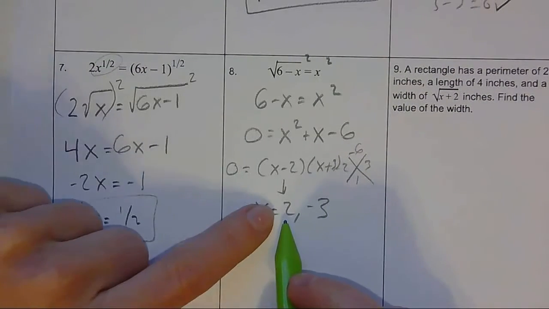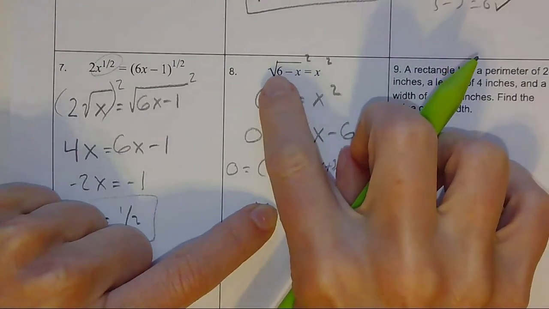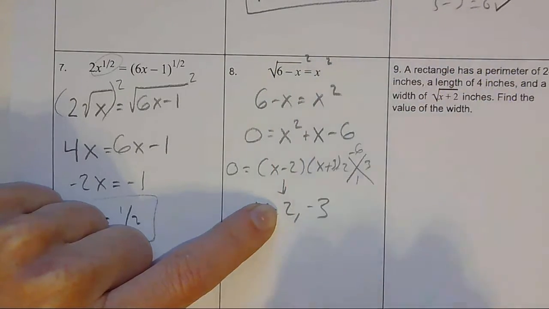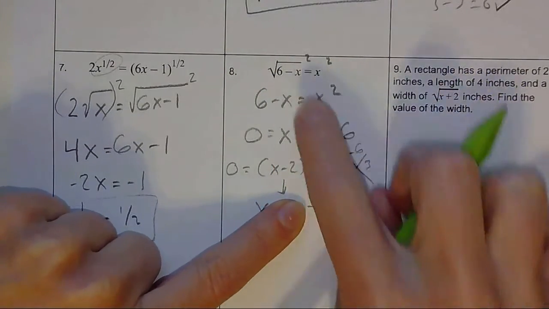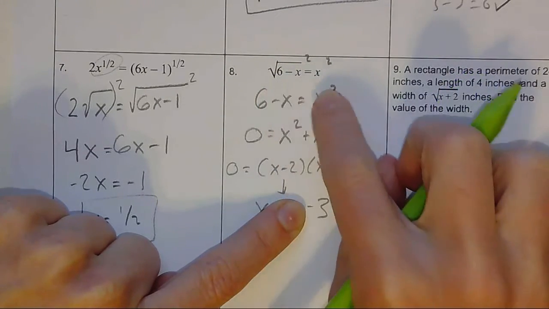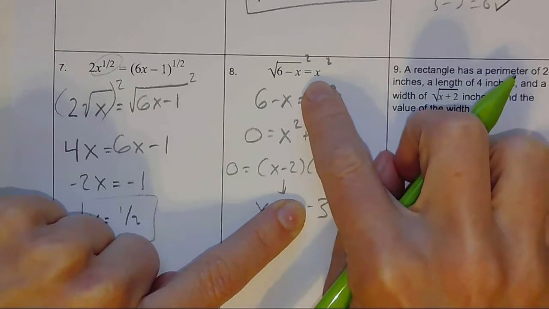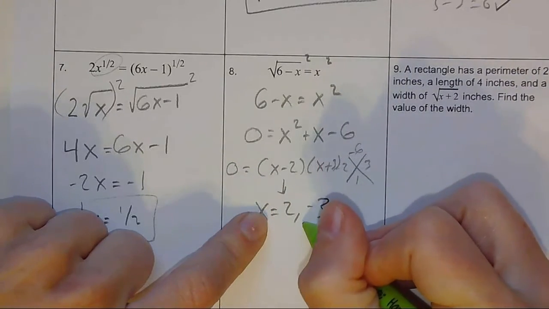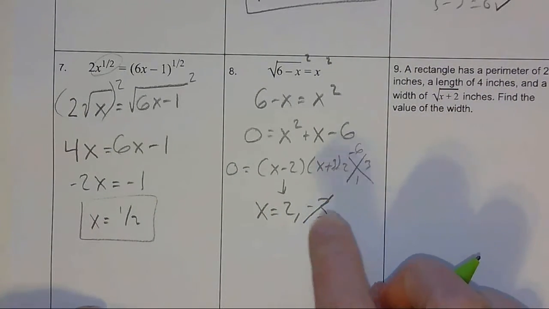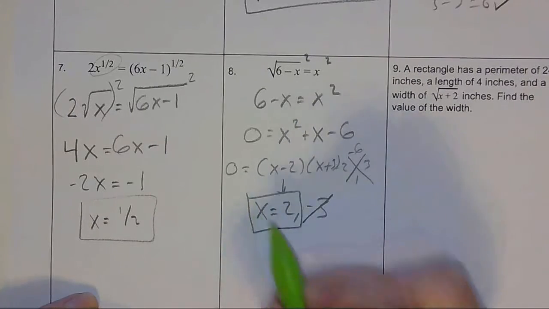So you're just going to plug in both answers. Plugging in 2. 6 minus 2 is 4. Square root of 4 is 2. 2. Cool, that one works. Plugging in negative 3. 6 minus negative 3, 6 plus 3 is 9. Square root of 9 equals negative 3? No. Again, most of the time, not always, but most of the time, the negative answer will be the extraneous solution, and therefore the answer is only the positive root.